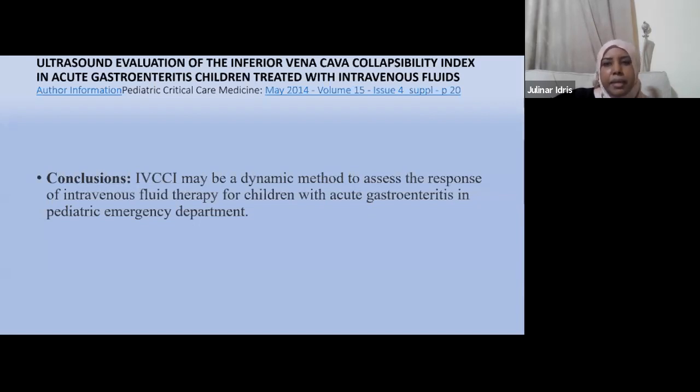Because the difference is very tiny and it can be operator dependent. So 0.05 or 0.02 may make a difference. Also, they found this IVC collapsibility index as an indicator of intravascular volume is not that sensitive. So mainly all the studies describe it in the adult.